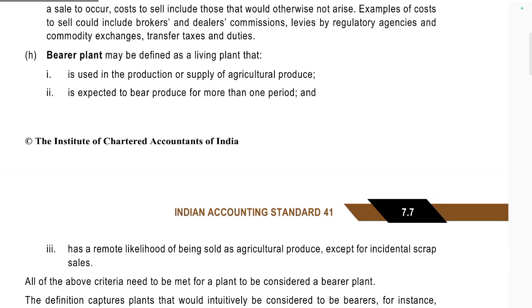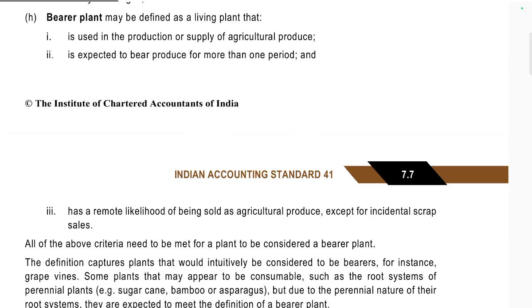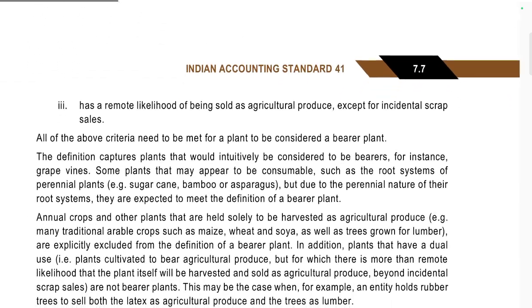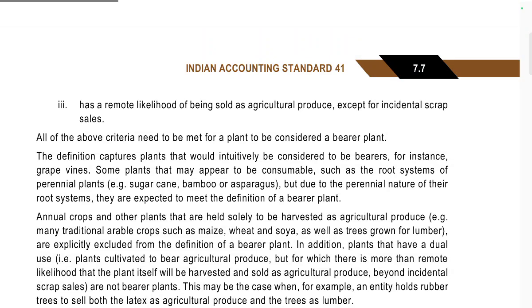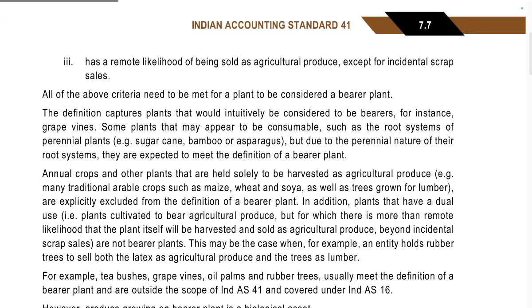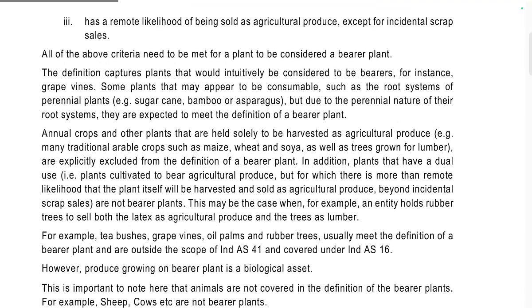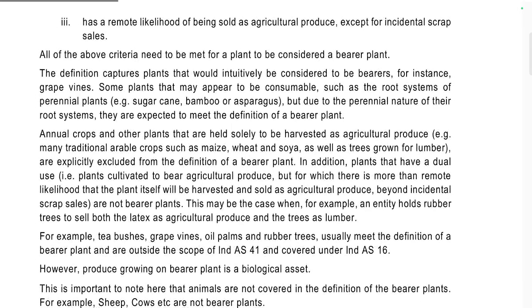A bearer plant is defined as a living plant that is used in the production or supply of agricultural produce, is expected to bear produce for more than one period, and has a remote likelihood of being sold as agricultural produce except for incidental scrap sales. The above criteria need to be met for a plant to be considered a bearer plant.